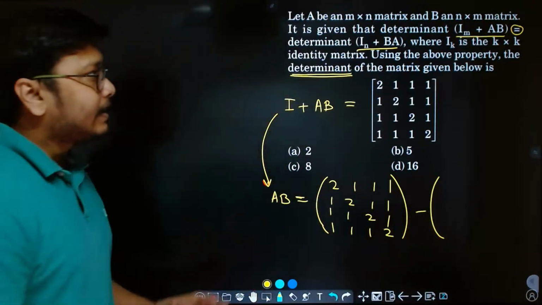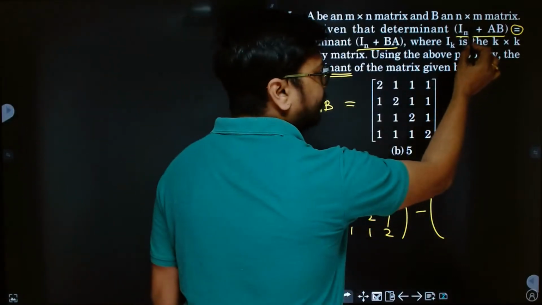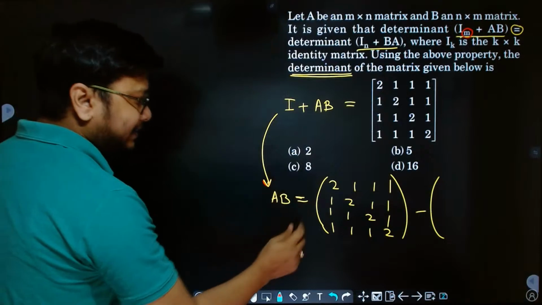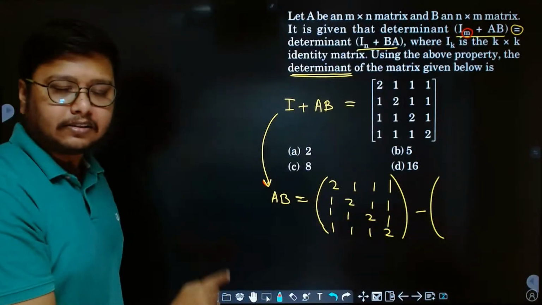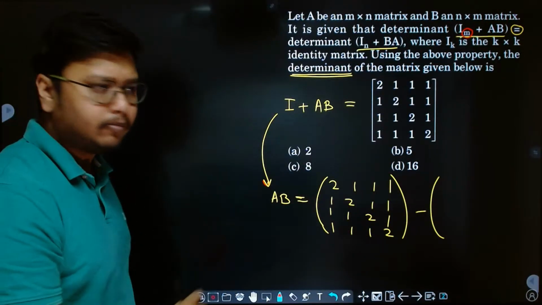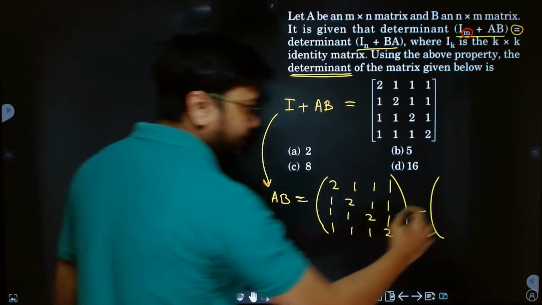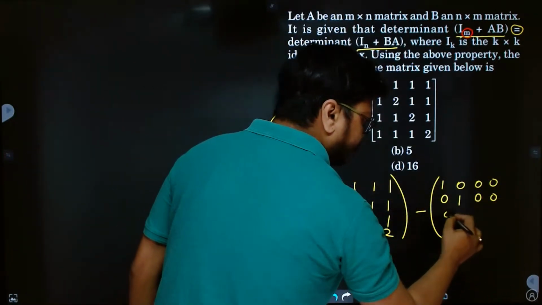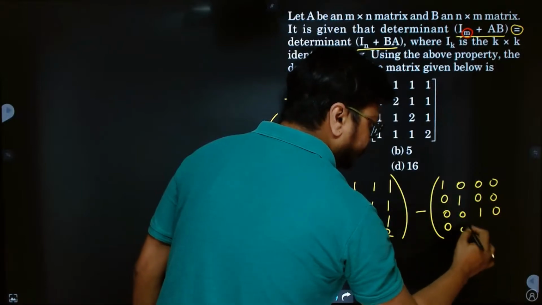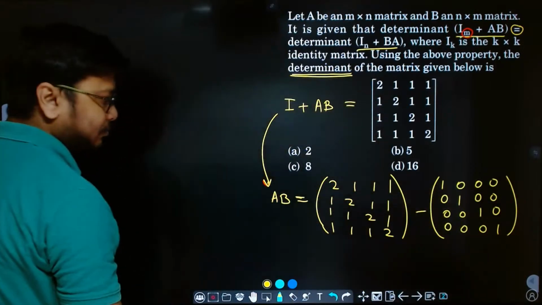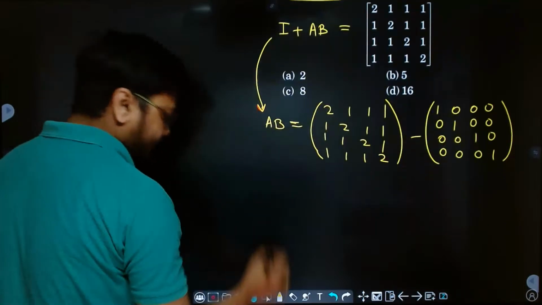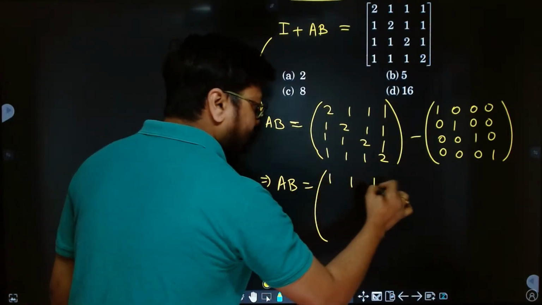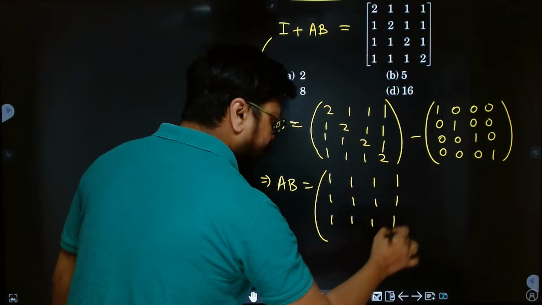Obviously identity will have the same order as that of AB. Now AB, I can see AB is a 4 cross 4 matrix, so the identity should also be a 4 cross 4 matrix, otherwise subtraction will not be possible. So identity is going to be 1 0 0 0, 0 1 0 0, 0 0 1 0, 0 0 0 1. If I do this subtraction, I will get my AB matrix as all 1s.